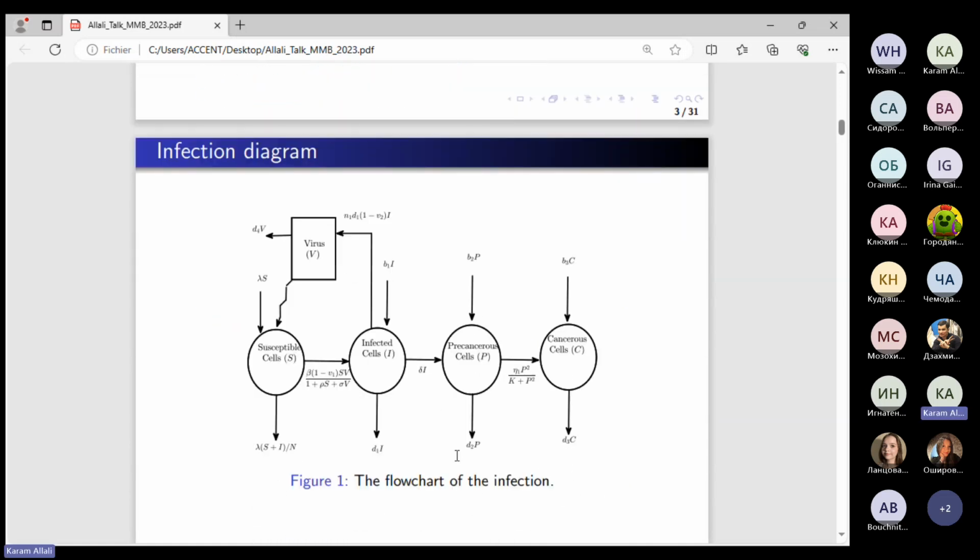The five compartments model. I will try to zoom it.